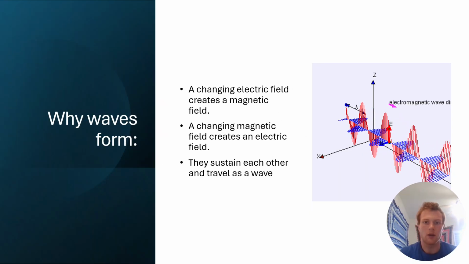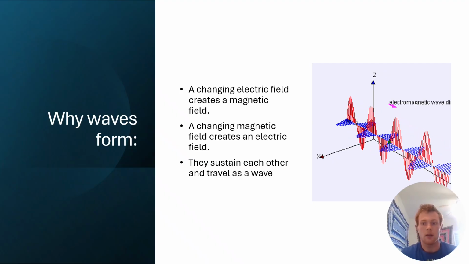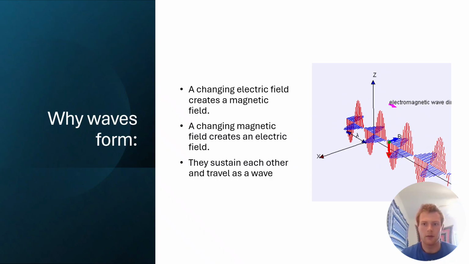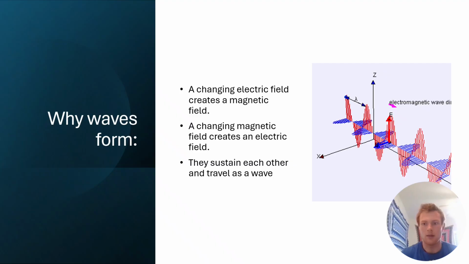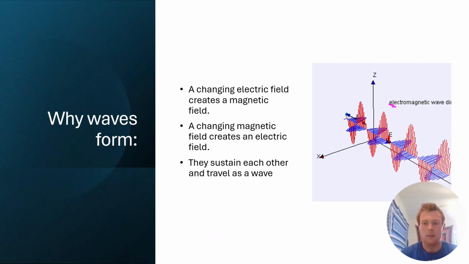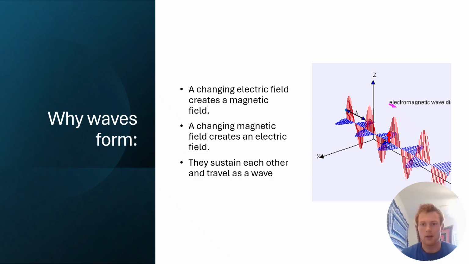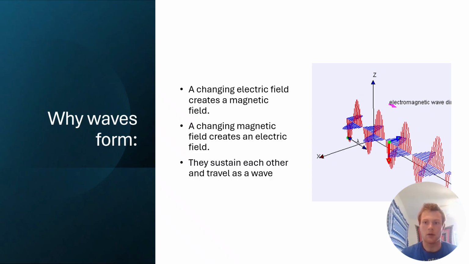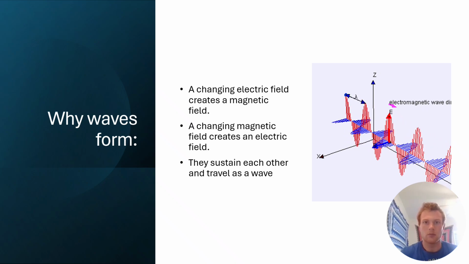So from those four main equations, the bottom two were Faraday's law and Ampere-Maxwell's law. Basically, those two tell us that a changing electric field creates a magnetic field. That's the Ampere-Maxwell law, and then a changing magnetic field creates an electric field. That's Faraday, and those equations govern how our waves form and why they work the way they do.